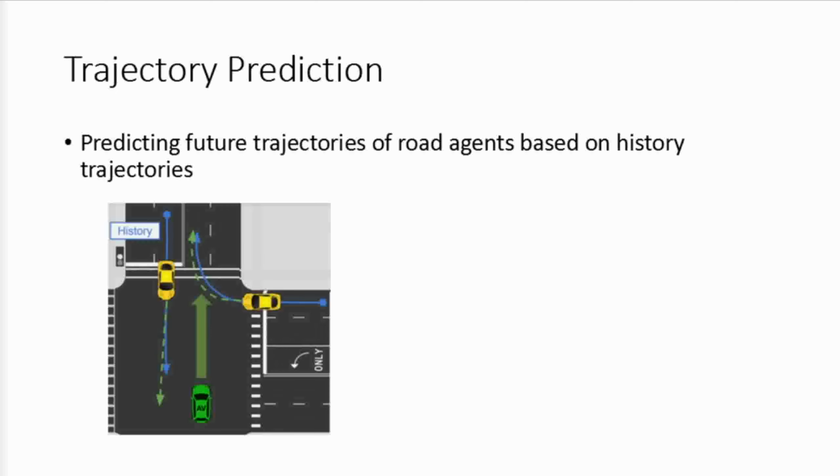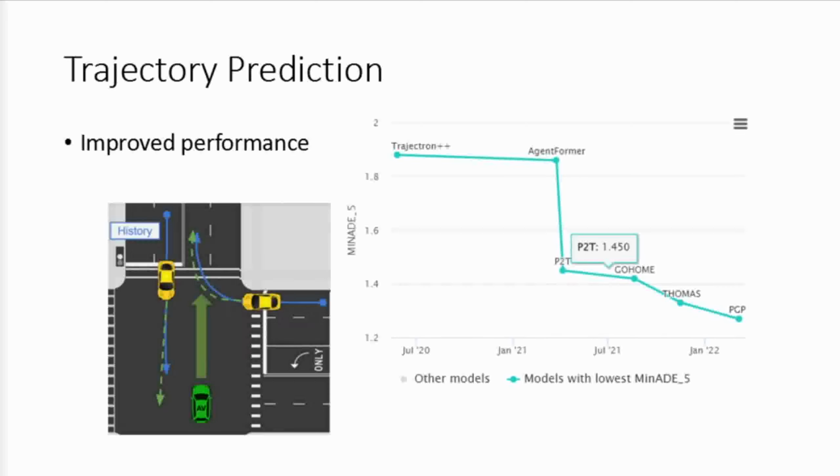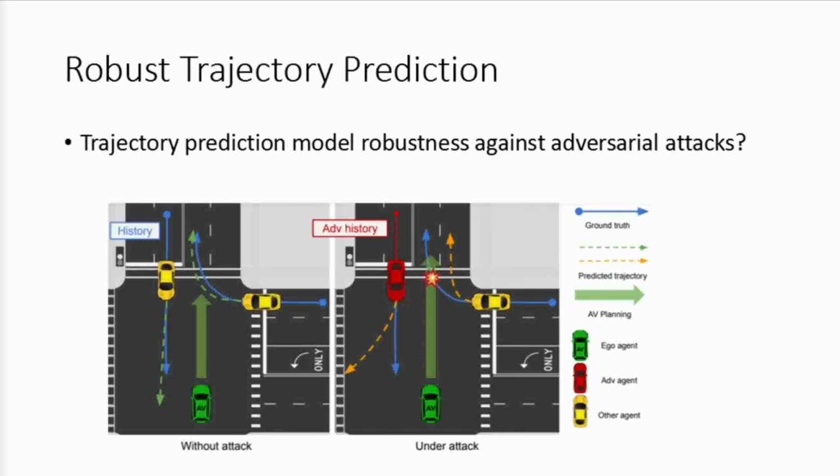Trajectory prediction aims for predicting future trajectories of road agents based on history trajectories. It is essential for autonomous vehicles to plan correct and safe driving behaviors. While many prior works focus on achieving higher prediction accuracy, few studied the adversarial robustness of their methods.